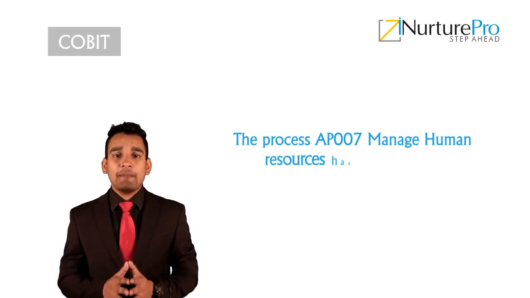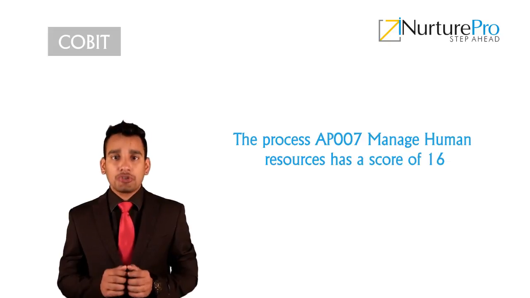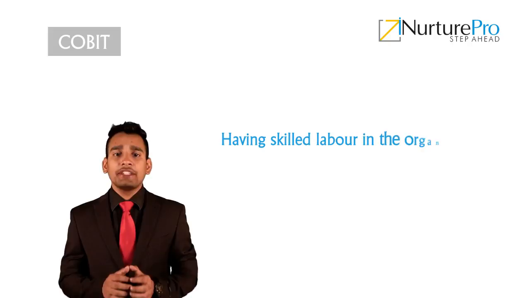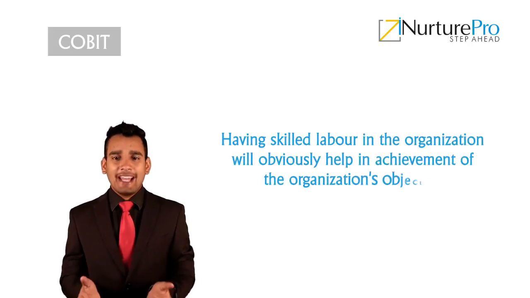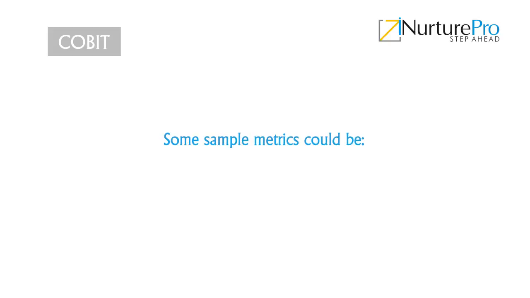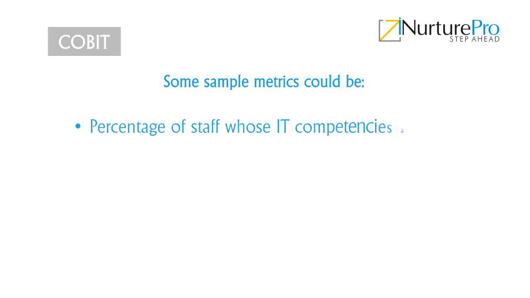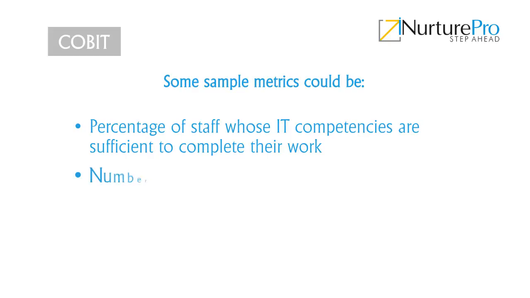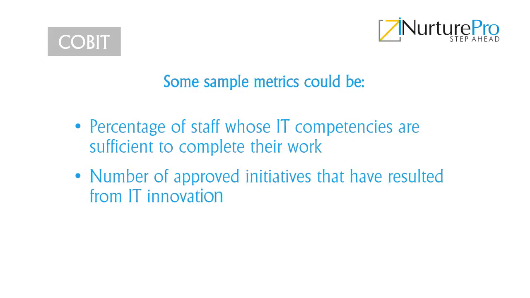The process APO07, Manage Human Resources, has a score of 16. Having skilled labor in the organization will obviously help the objectives of the organization. Some sample metrics could be the percentage of staff whose IT competencies are sufficient to work, and the number of approved incentives that have resulted from IT innovations.